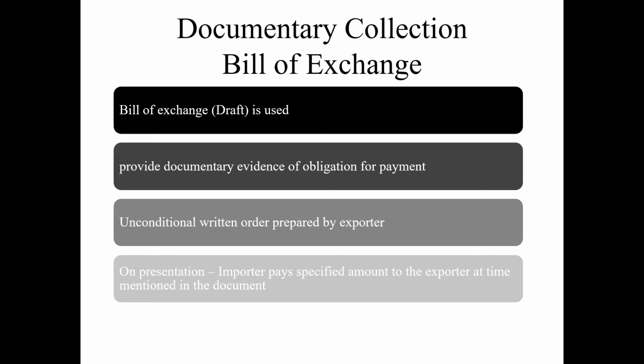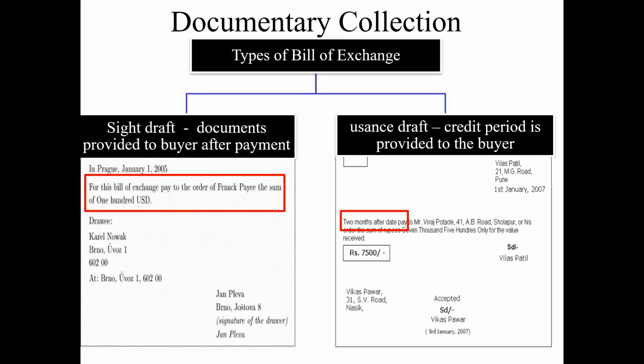A bill of exchange is an unconditional written order prepared by the exporter. When the importer receives the bill of exchange, he is liable to pay the specified amount to the exporter at the time mentioned in the document. A bill of exchange is primarily of two types, sight draft and usance draft. In case the exporter presents a sight draft, then the importer is liable to pay as soon as he receives the draft. Whereas in case of usance draft, a certain credit period is given to the importer.